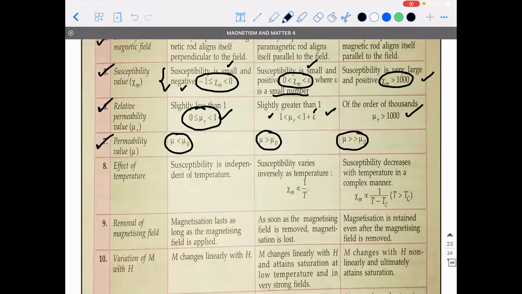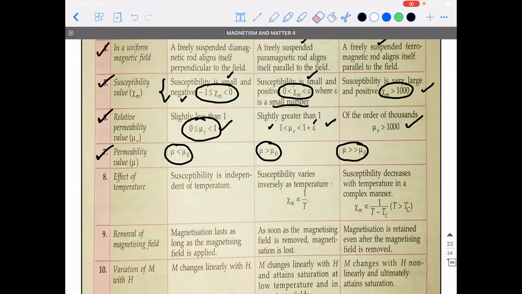Okay. Shall I proceed? So could you repeat this point again? Okay. See. Relative permeability is mu divided by mu naught.